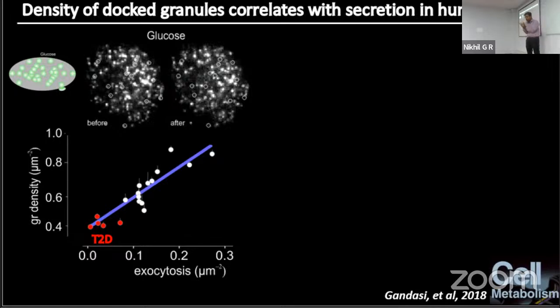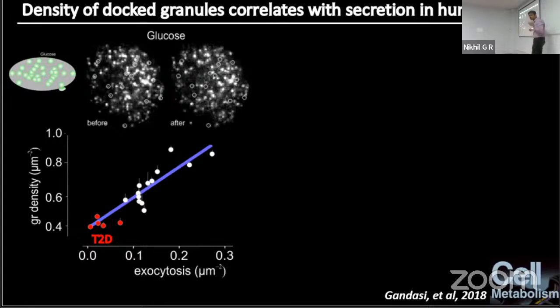So each donor, each person, I do this for 20 to 30 cells. And then I try to average it, and that's what makes it solve. So each dot is a donor, and then you will have many cells in each one. So you see a population that's developing here, which is type 2 diabetic.